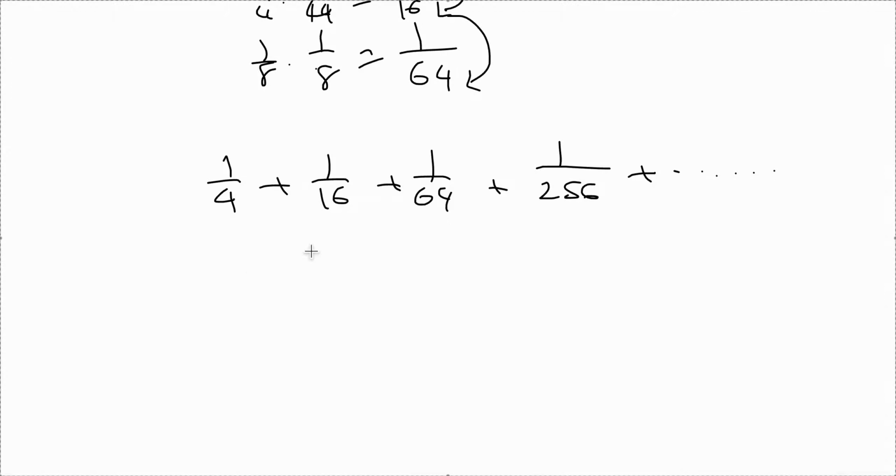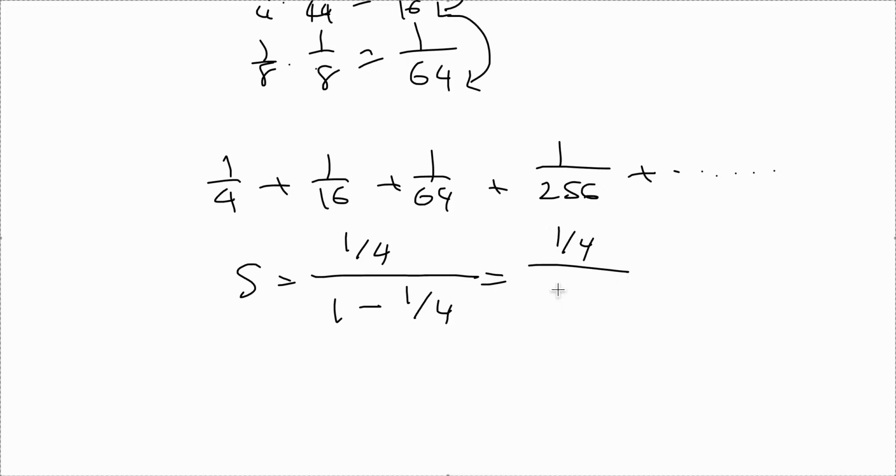The sum is the first term, a sub 1, over 1 minus the common ratio, which is also 1/4, because 1/4 times 1/4 is 1/16, and 1/16 times 1/4 is 1/64. So we're consecutively multiplying by 1/4. That's the common ratio. So 1/4 divided by 1 minus 1/4, that's the sum. So we do 1/4 over 3/4 equals 1/3.